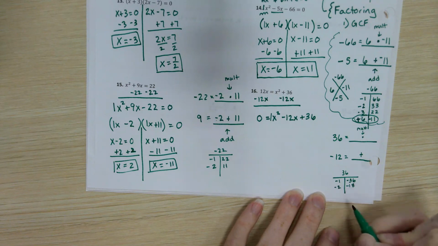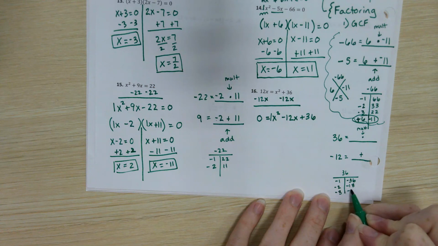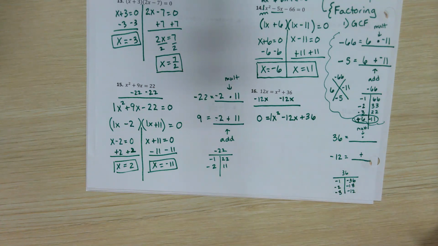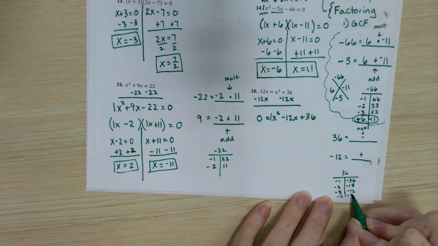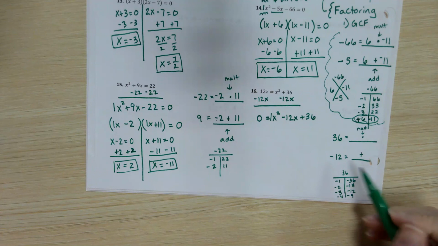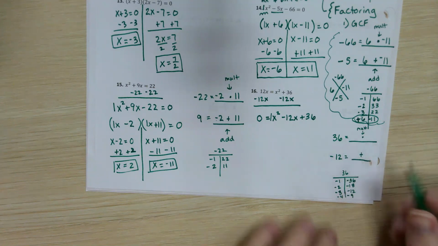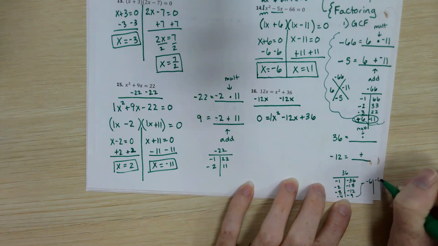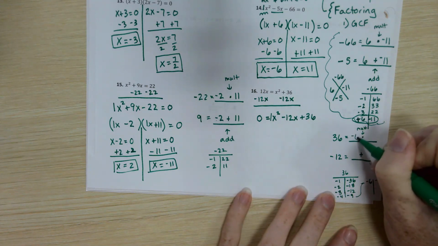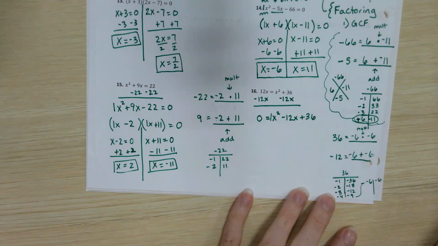Negative 2 and negative 18 add to be negative 20, so not quite. Negative 3 and negative 12 add to be negative 15, so that's not going to work. Negative 4 and negative 9 add up to be negative 13, so that's close, but not quite. If we look at negative 5, that won't work. Negative 6, I ran out of room, so I'm going to a second column over here. Negative 6 and negative 6, ding, ding, ding. Those multiply to be positive 36, but add up to be negative 12.